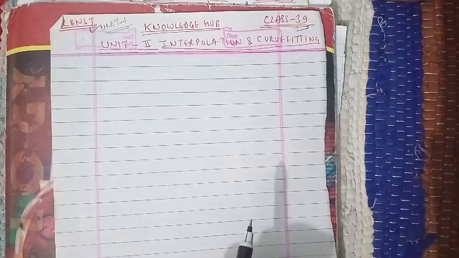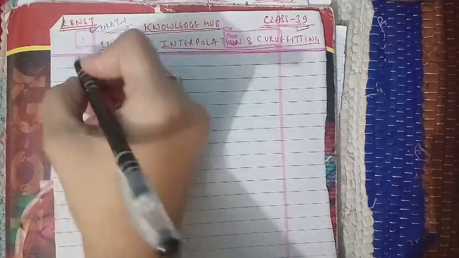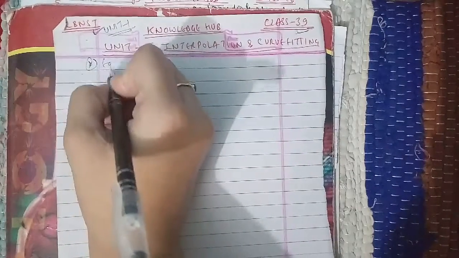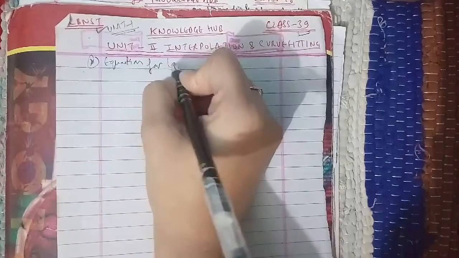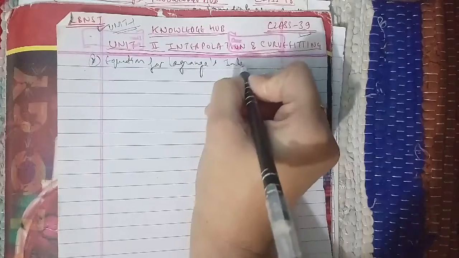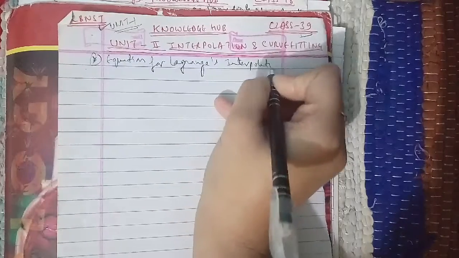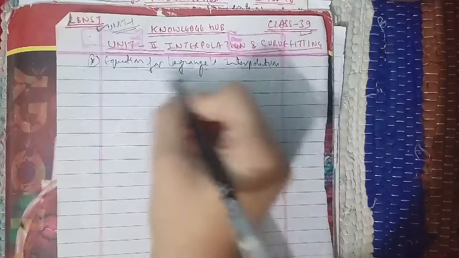So we go ahead and discuss the short answer questions, the possible 2-mark questions. The first question is: write an equation for Lagrange's interpolation. So for that we have the following.